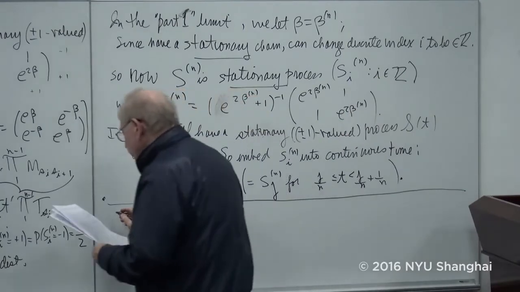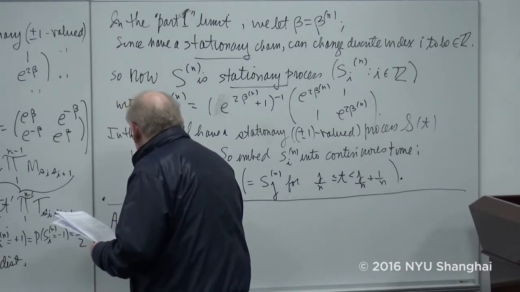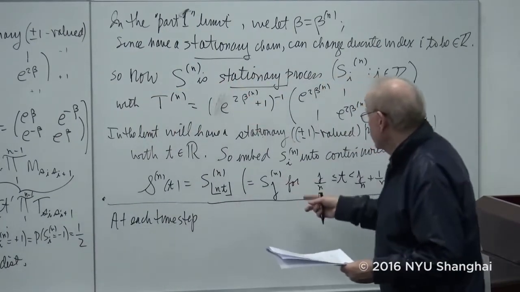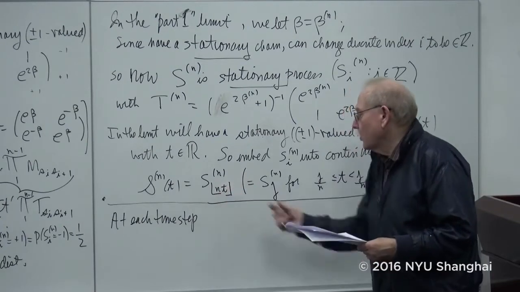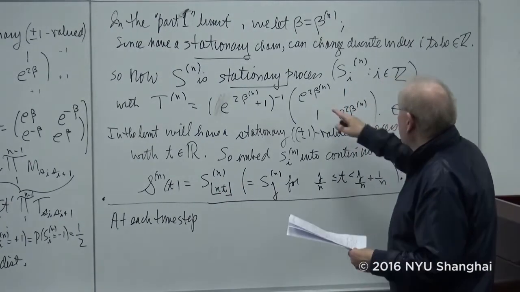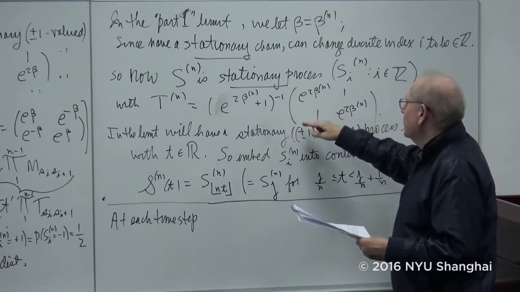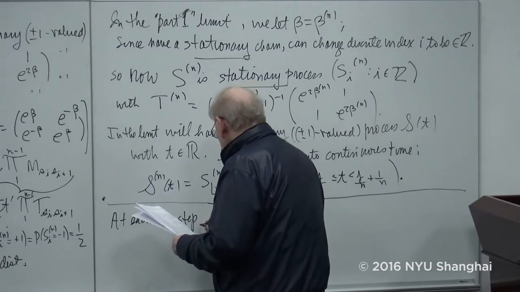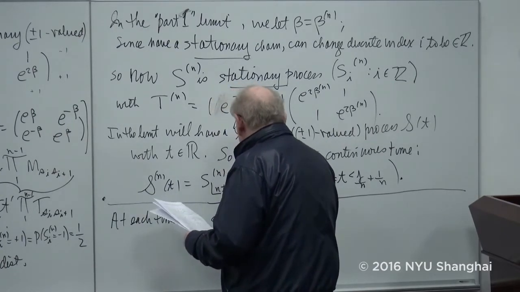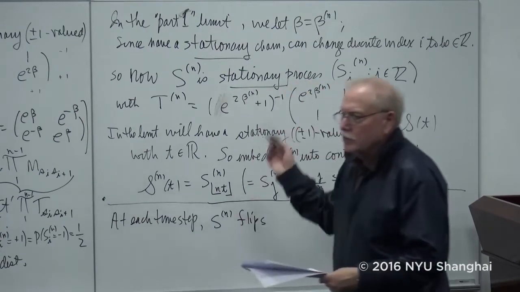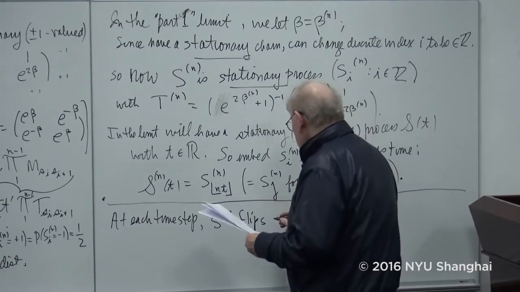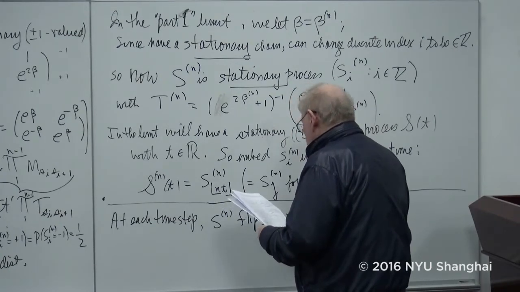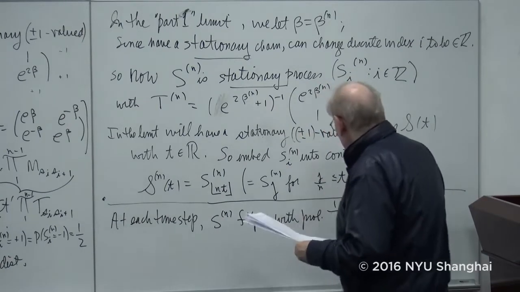So at each time step, time steps are size 1 over n, the probability of changing from whatever value you are to the other value, S super n flips. That means either changes from plus 1 to minus 1 or from minus 1 to plus 1, flips with probability 1 over 1 plus e to the 2 beta n.